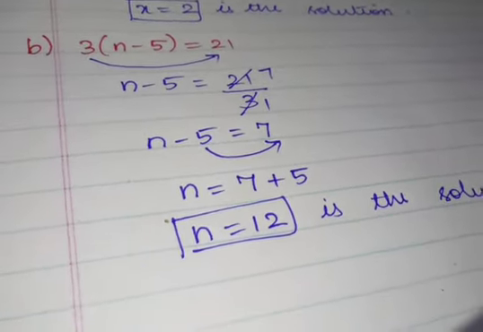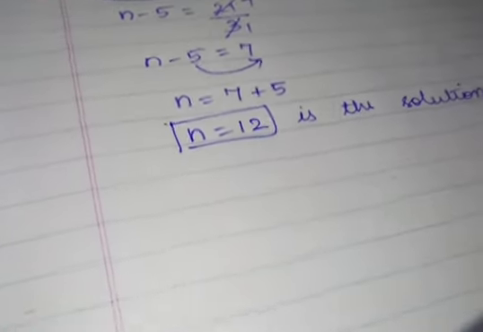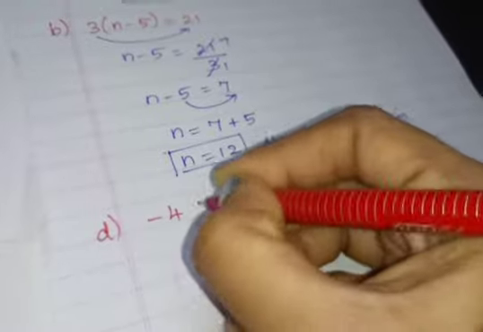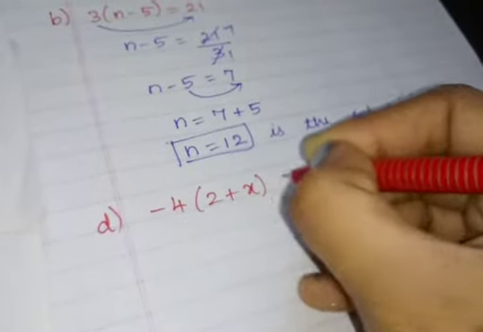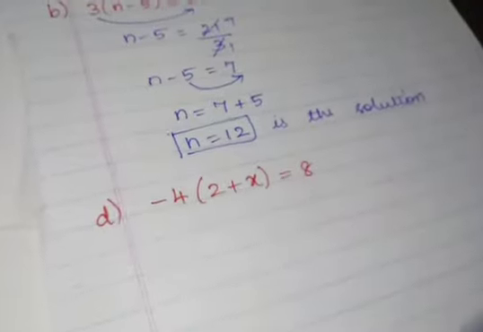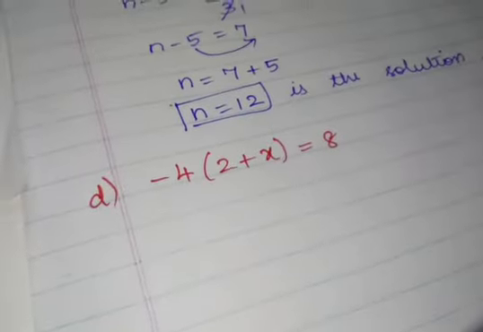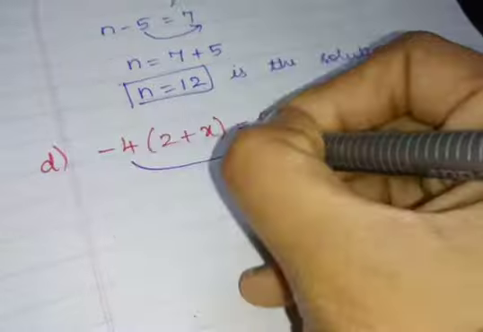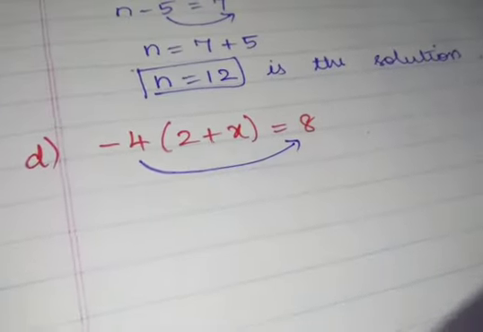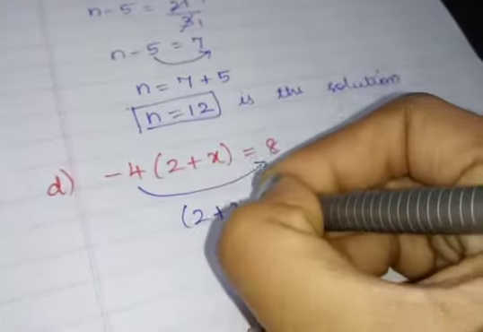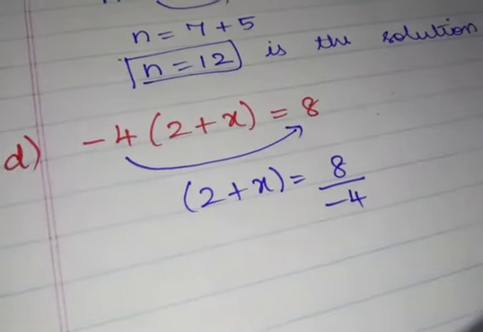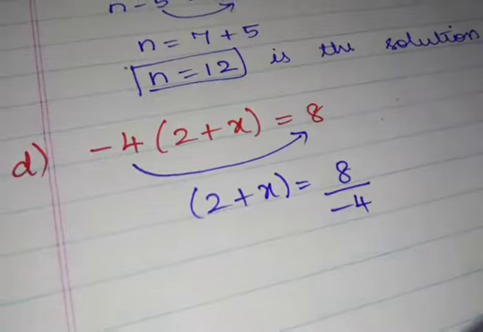Okay, then it is your D problem. Okay, the C problem is your homework. Okay, 4 into 2 plus x is equal to 8. So now I am bringing this minus 4 towards the other side. Okay, so 2 plus x is equal to 8 divided by minus 4, because minus 4 is multiplied with 2 and x.